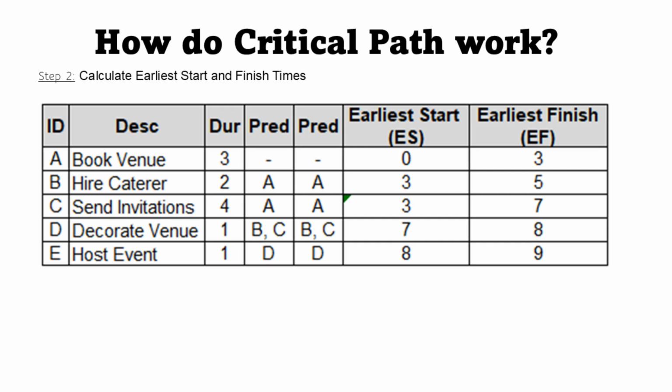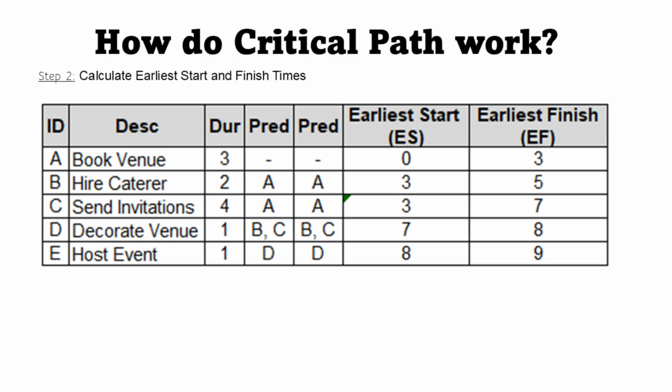Now, step 2. Let's add 2 columns, earliest start (ES) and earliest finish (EF). These tell you the soonest each task can begin and end. Start with task A, book venue. It kicks off on day 0 and finishes on day 3, so earliest finish is 3. Task B, hire caterer, depends on A, so it starts at 3, takes 2 days, and finishes on day 5. Task C, send invites, also waits on A, starting at 3, taking 4 days, and ending on day 7.